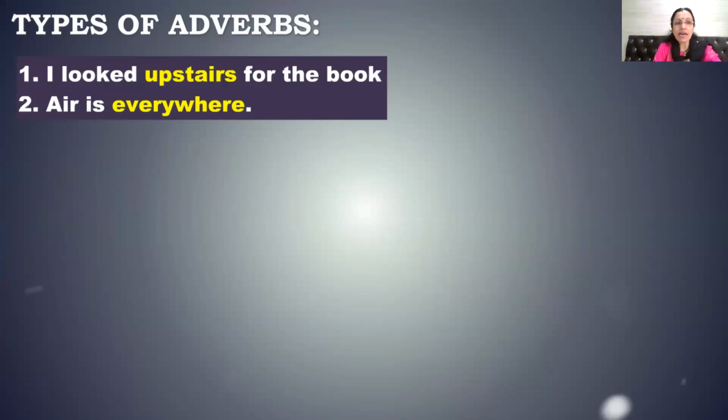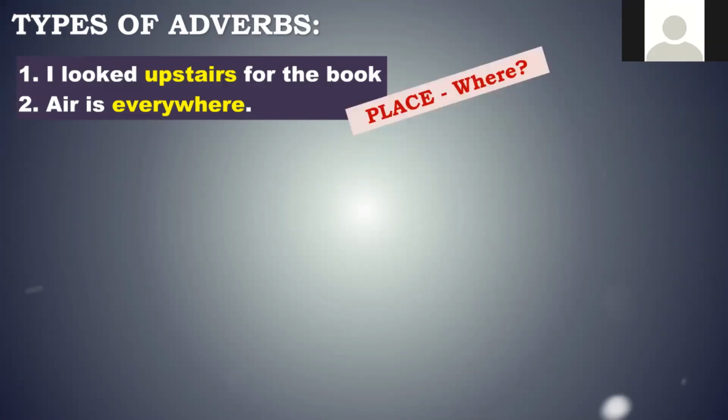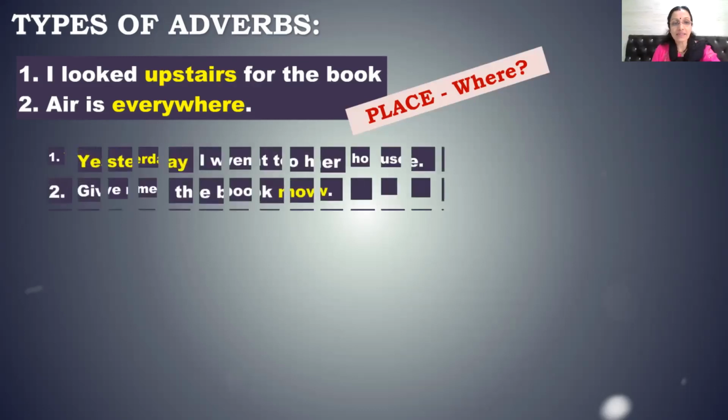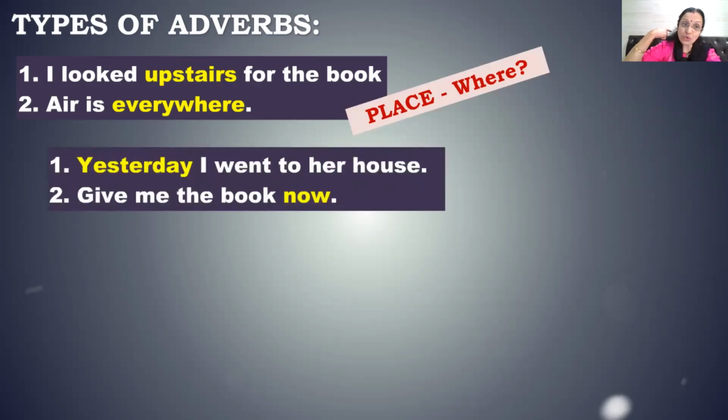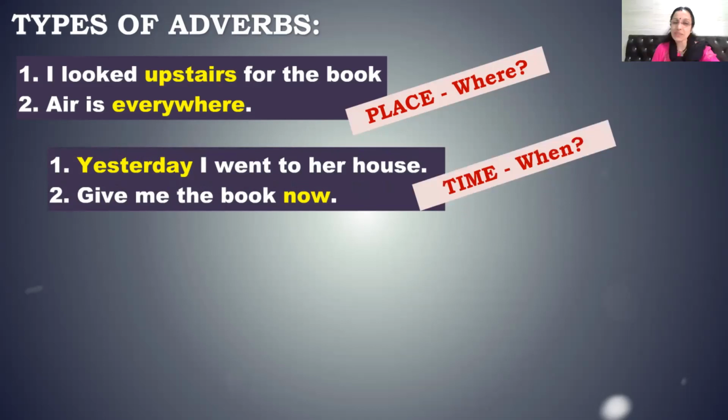Now, types of adverbs. I looked upstairs for the book. Air is everywhere. So what do you see here? I looked where? Upstairs. Air is where? Everywhere. Okay. This is telling you about the place, answering the question where. Yesterday I went to a house. Give me the book now. So is it telling you about the place, or is it telling you something else? Time. Very good. It's answering the question when.